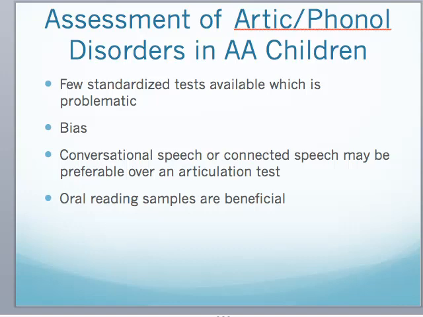So it might be a good idea to take conversational speech or connected speech over an articulation test, so that you can get a good idea as to what kinds of errors or differences you may hear. Oral reading samples are also beneficial because you could look at some of the areas you know are not characteristics of African American English, and those might be the errors you pick up on.